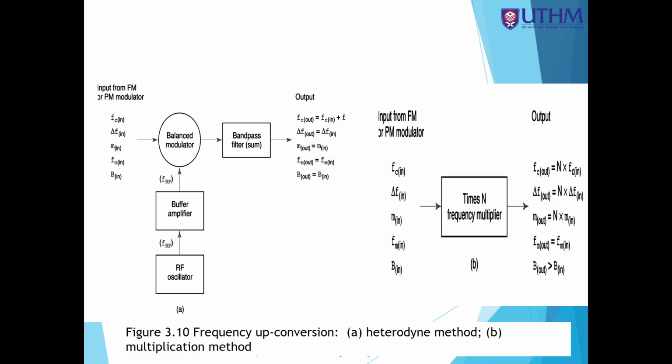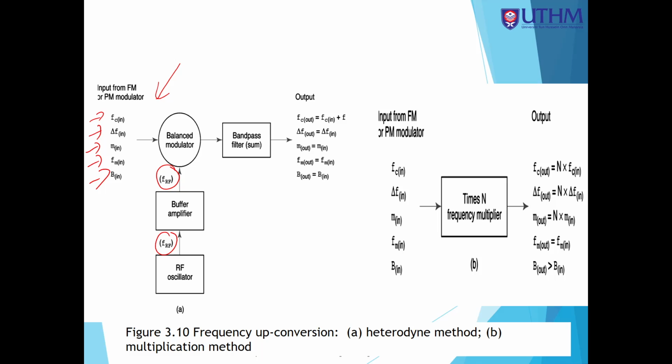Ini beza dia. Okay. So, perhatikan di sini kelas, di sini ada bahagian input di sebelah kiri. Gambar rajah di sebelah kiri adalah menggunakan heterodyning process, yang mana ada beberapa input parameter. Dalam heterodyning process, dia akan darabkan dengan RF di sini ataupun sebagai oscillator frequency.